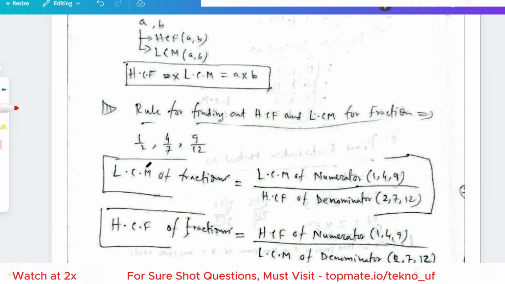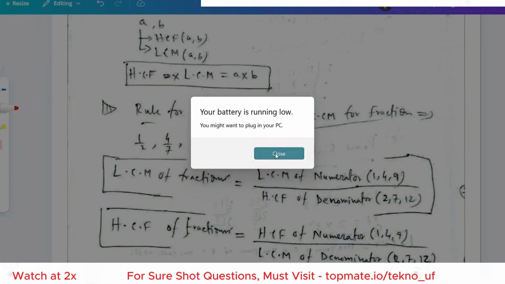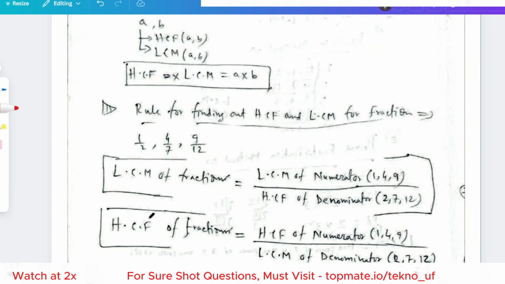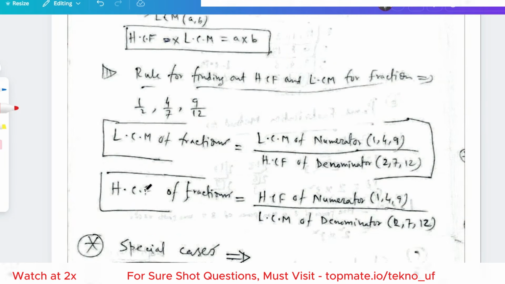Basically, if you are calculating LCM, then LCM will be at the numerator. And if you are calculating HCF, then HCF will be at the numerator. So for the HCF, you calculate the HCF of the numerators and the LCM of the denominators. This is how you find the HCF and LCM for fractions.